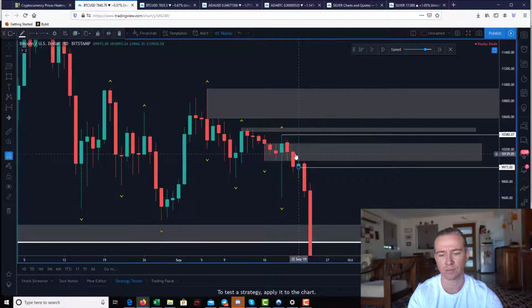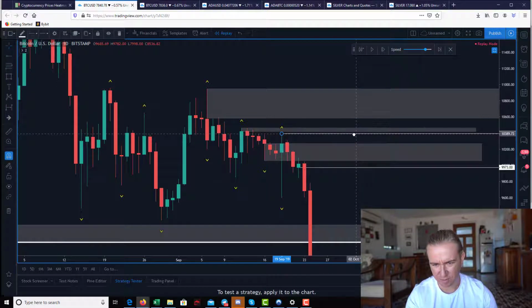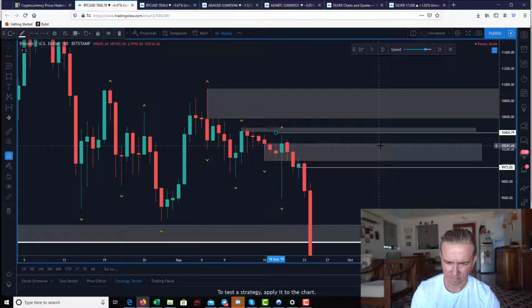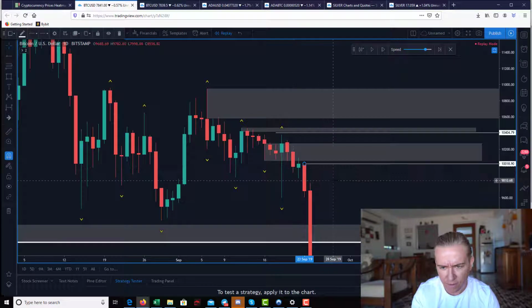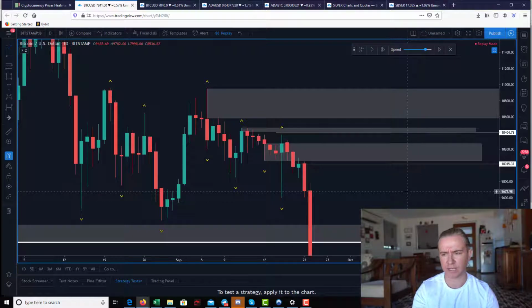You've got the confirmation, 1 day, 2 day, we've broken this level, so perhaps you could have had your stop a little bit above this bull fractal here at say 10,400, and you could have entered a short on this close here, not on that candle, that candle. So approximately you could have gone short around the $10,000 area, and then we did move to the downside.